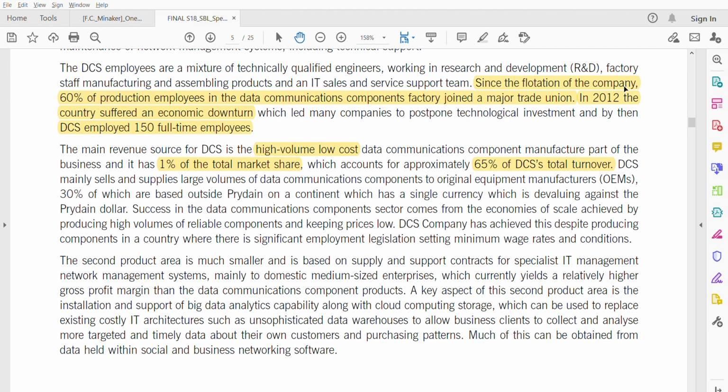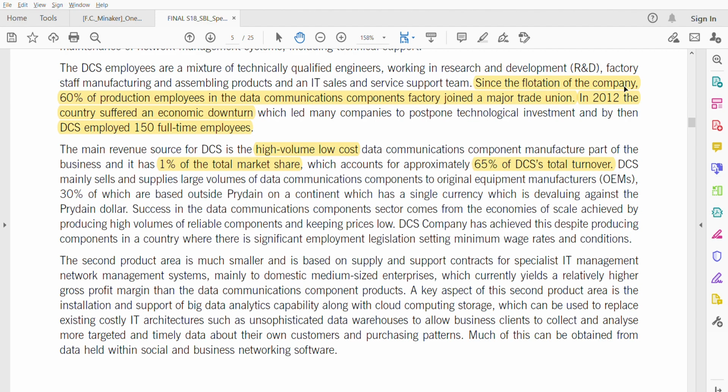Success in the data communication component sector comes from the economies of scale, achieved by producing high volumes. Can you see? This is an industry where if you want to achieve economies of scale, you have to produce high volumes of reliable components and keep prices low. So I am not highlighting this again because already I've highlighted high volume, low cost in the beginning of this paragraph. Can you see? I am not repeating. Once I've highlighted one point, that's it. Again, if it's repeated, I'm not highlighting 2, 3, 4 times, only once. Because you don't want to overdo, you don't want to highlight too much.